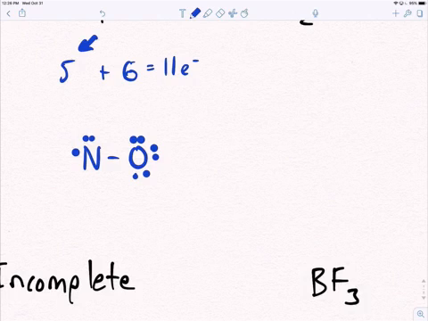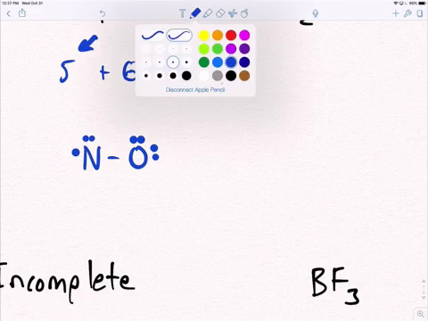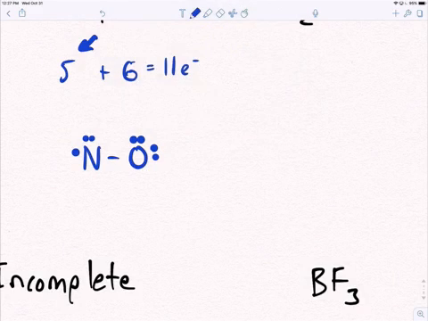That doesn't work. So what's going to happen is we give it a double bond, like that. And now let's look at the formal charge of these. Nitrogen starts with 5, has 1, 2, 3, 4, 5. Formal charge 0. Oxygen starts with 6, oxygen has 1, 2, 3, 4, 5, 6. Formal charge 0. So that's really the hint.